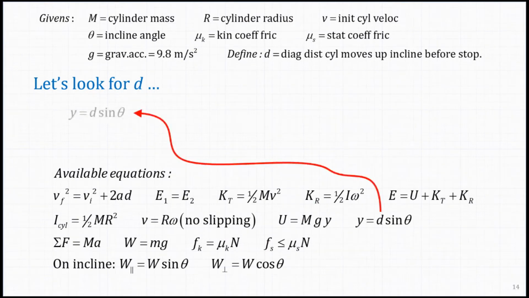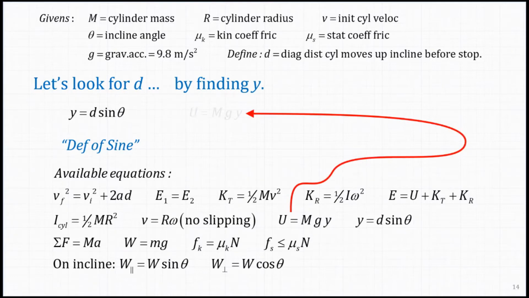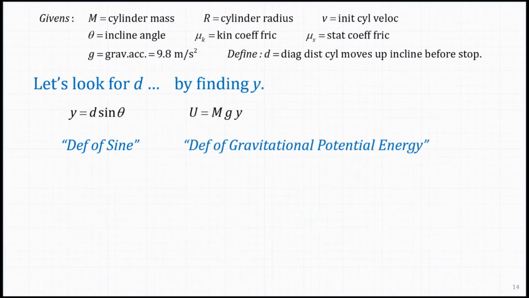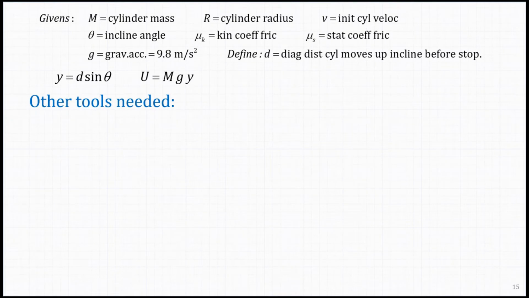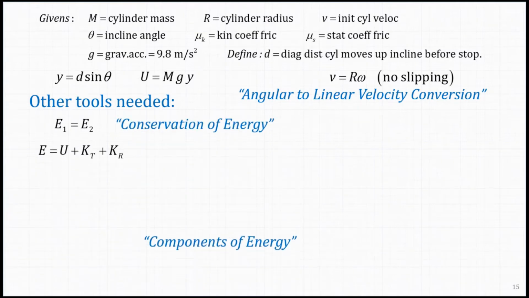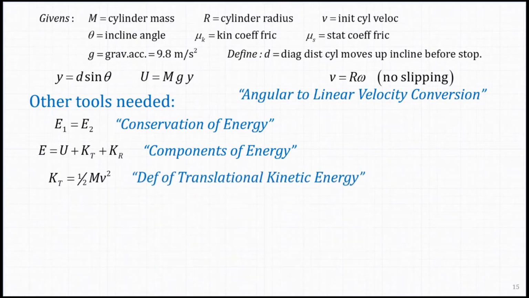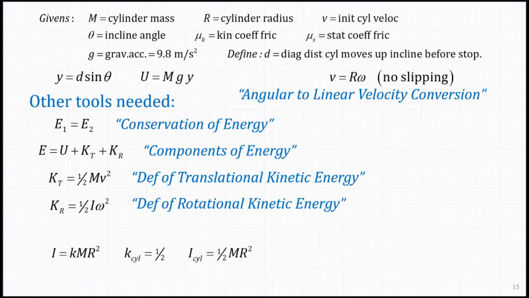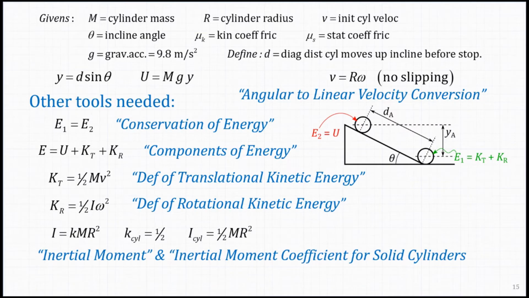Let's look for d from our definition of sine by finding y, which is going to come from our gravitational potential energy. We're probably going to need a few more tools, like angular to linear velocity conversion, conservation of energy, components of energy, the definition of translational kinetic energy, the definition of rotational kinetic energy, and the inertial moment, and of course the inertial moment coefficient for solid cylinders. An illustration is nice too.